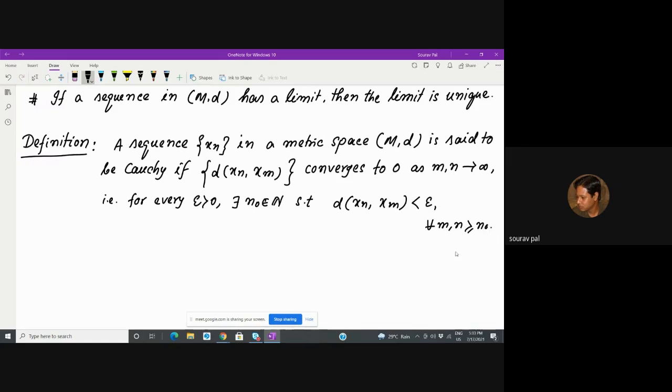Okay. So a quick lemma, and I shall request you guys to show me a proof. A quick lemma: every convergent sequence is a Cauchy sequence in a metric space.